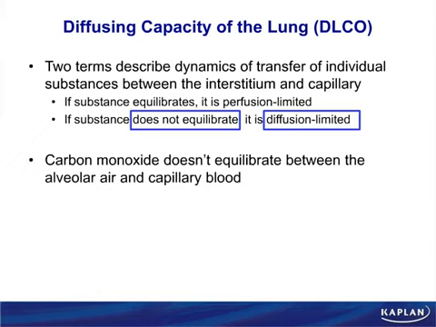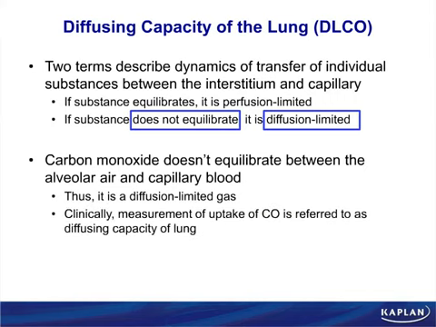Carbon monoxide doesn't equilibrate. All right, it moves across the capillary or the thickness of the barrier very, very well, but it still doesn't equilibrate. Because it doesn't equilibrate, it is a diffusion limited gas. And we take advantage of this clinically because if we measure carbon monoxide uptake, it gives us an idea of the overall diffusing capacity of the lung. And we'll look at that on the next slide, this idea.